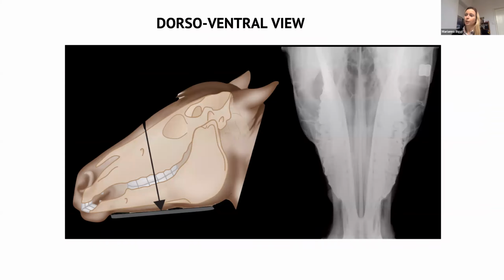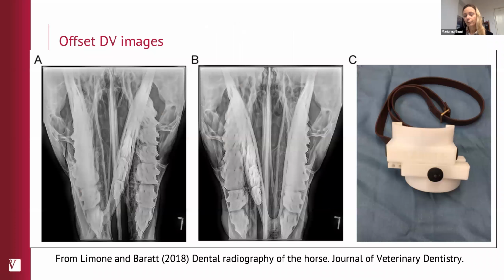A DV view I really like for evaluation of the sinuses, but also for evaluation of subtle dental disease. I'll go through some of the changes that may be seen in the DV view later on. Remember that you can obtain offset DV views, and that will allow you to move the mandible to one side or the other, so then you can see all your maxillary cheek teeth without superimposition with the mandible.